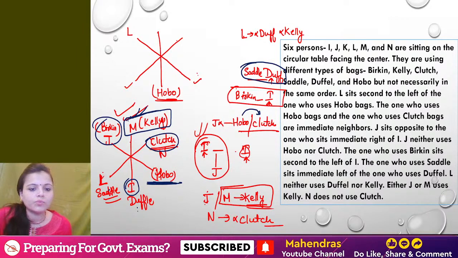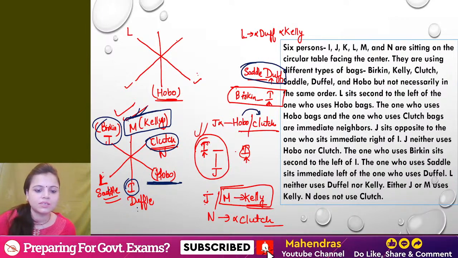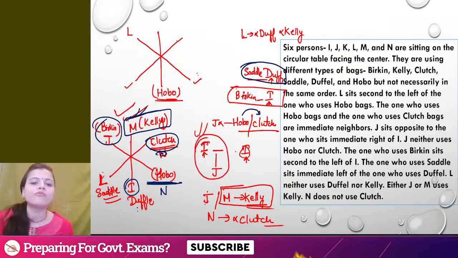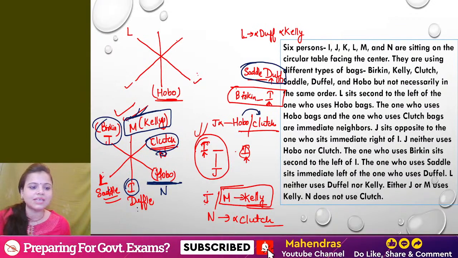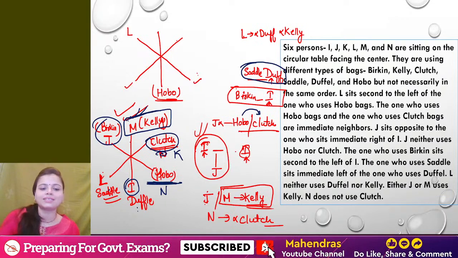One more person is left. Sorry, N does not like clutch, N likes hobo, and one person is left, that is K. So K likes clutch.